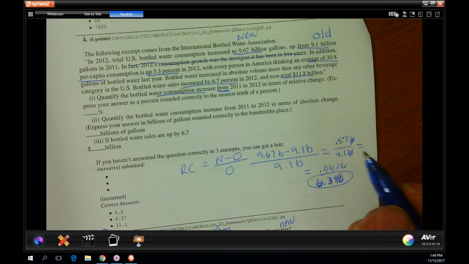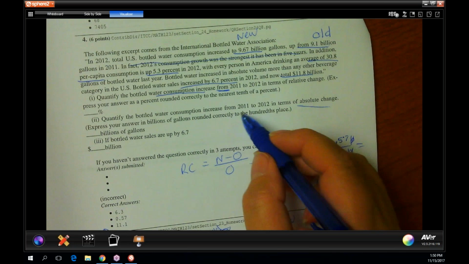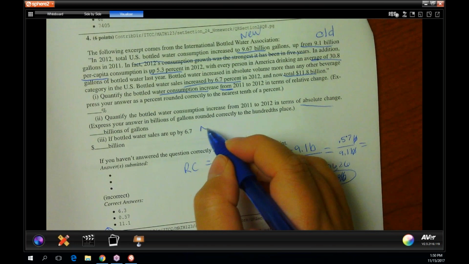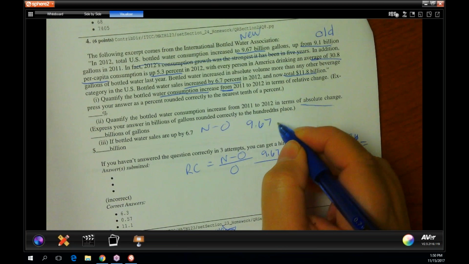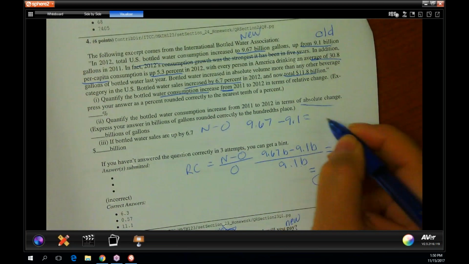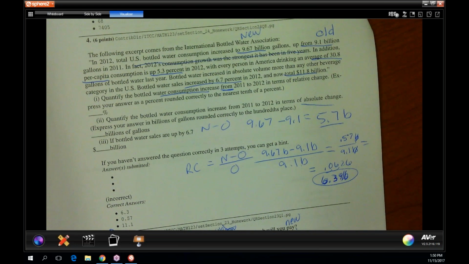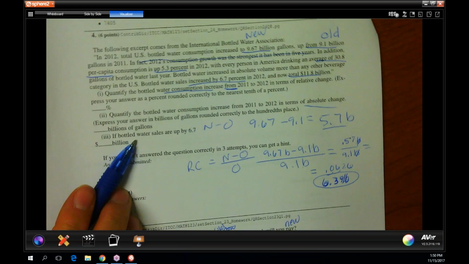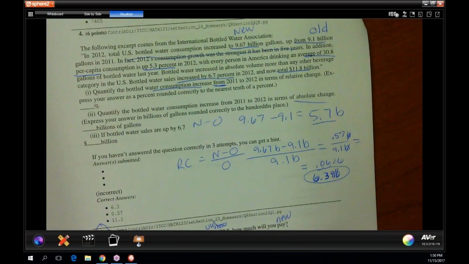Okay. Part 2 just asks for absolute change from 2011 to 2012. So that was new minus old, 5.7 billion. And part 3 I couldn't read, it got cut off on there. You just got to break that whole thing down and figure out what they want.